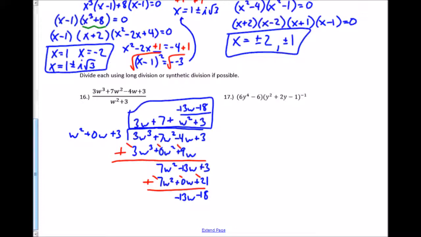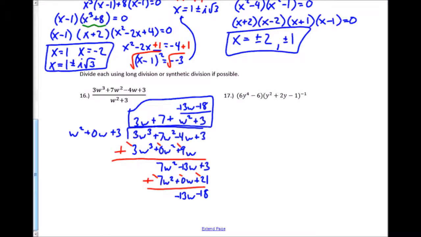For the next one, the only thing that makes this a little bit tricky is, one, interpreting this negative exponent. Remember, a negative exponent just means I'm going to send this thing to the denominator. So I would rewrite it like this. Okay, that's what the negative exponent does. It just sends it to the denominator. So I just have a big division problem here. So I've got the y squared plus 2y minus 1. And I'm dividing that into, well, this thing's missing a lot of terms here.